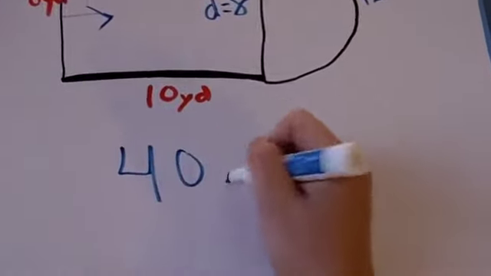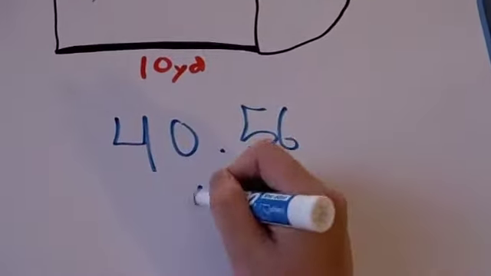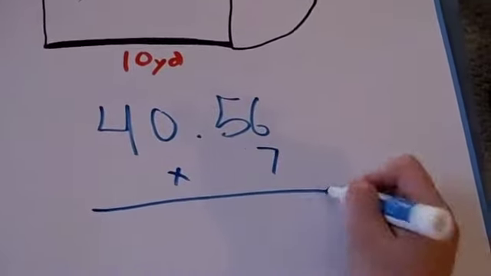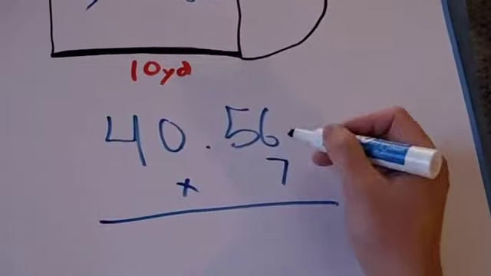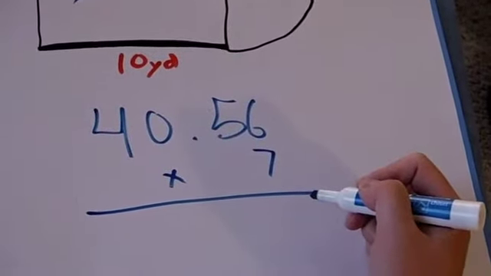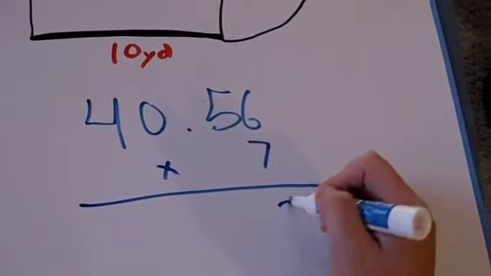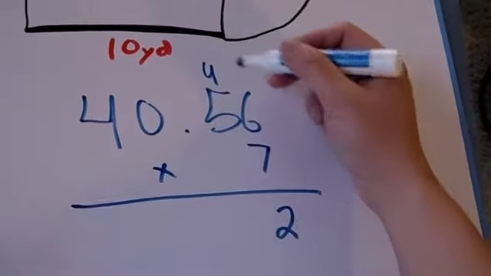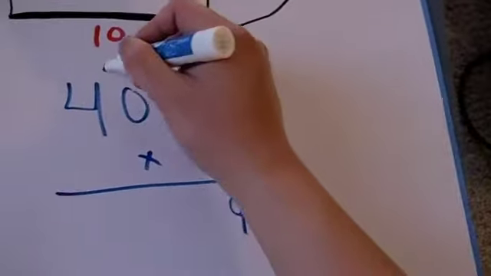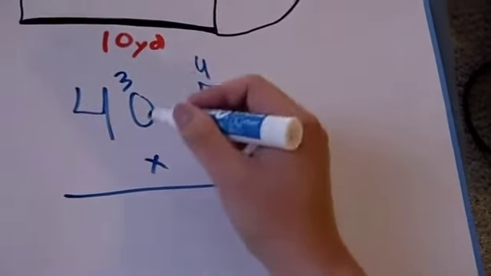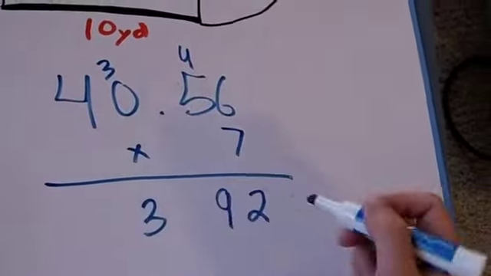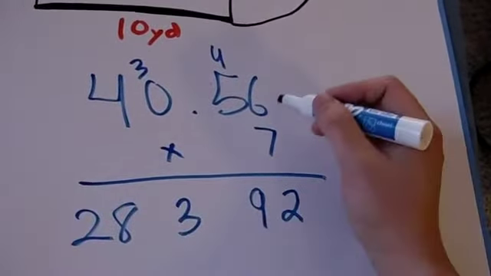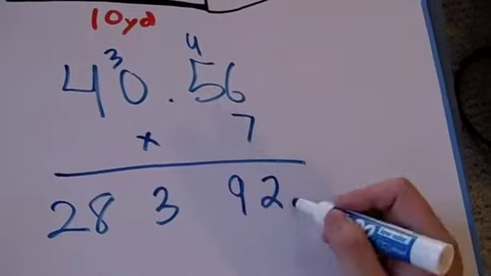Now, because Malik walked around the field 7 times, you multiply 40.56 yards, the distance that he walked around one time, times 7. 7 times 6 is equal to 42. 7 times 5 is equal to 35, plus the 4 gives you 39. 7 times 0 is 0, add 3 and you get 3. Then 7 times 4 is simply 28. Remember to carry over your decimal place 2 spots.